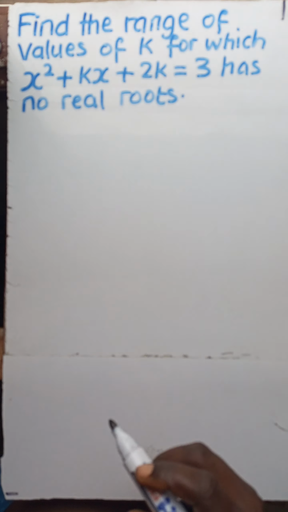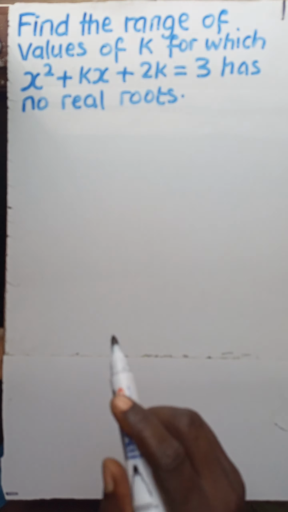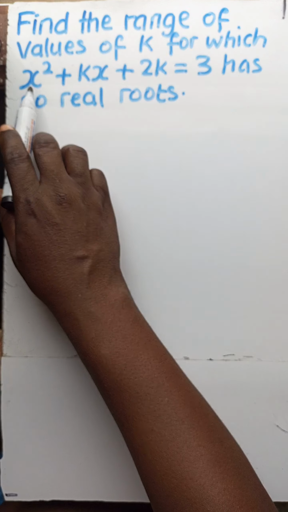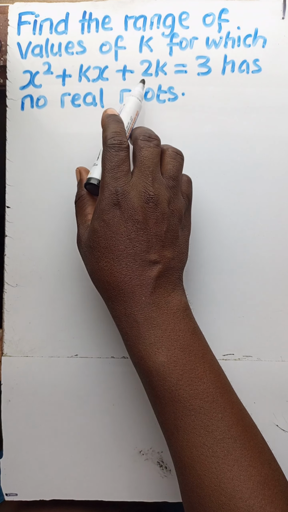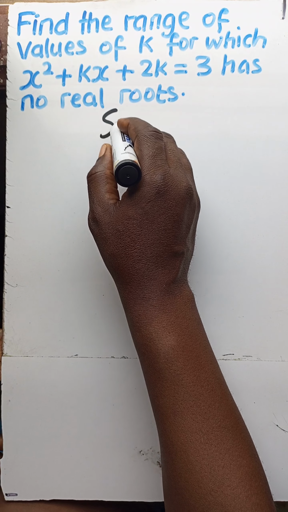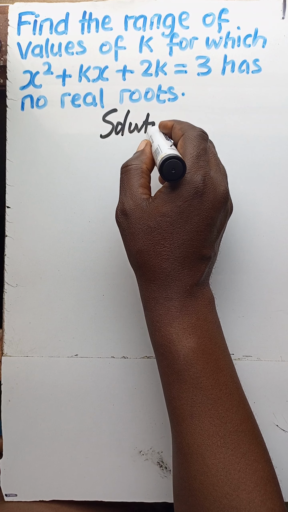Hello, let's look at this question on quadratic equations. Find the range of values of k for which the equation x squared plus kx plus 2k equals 3 has no real roots. Solution.